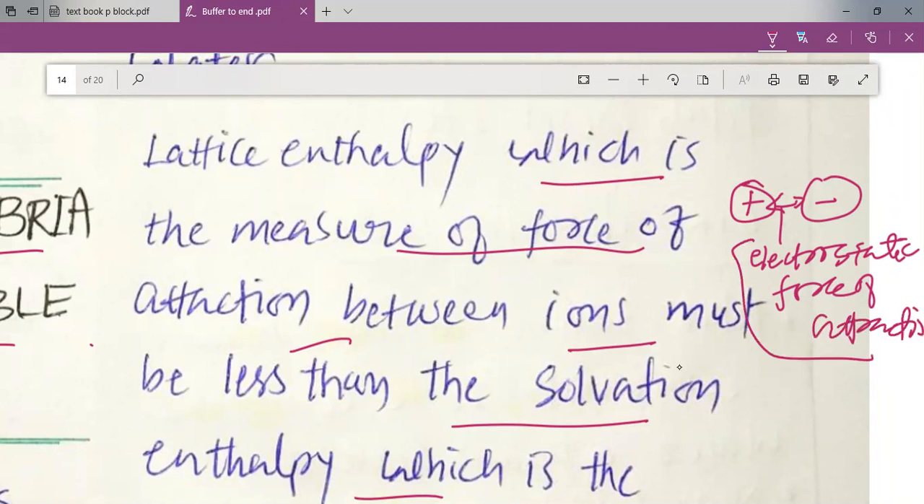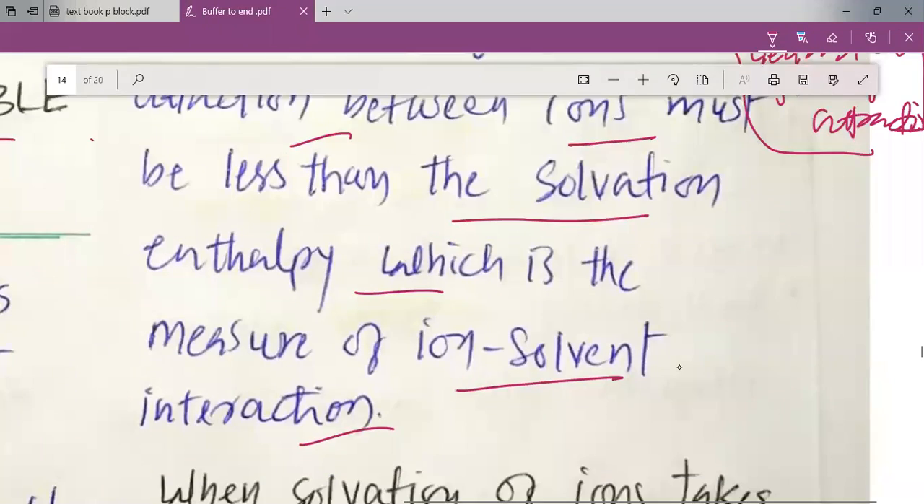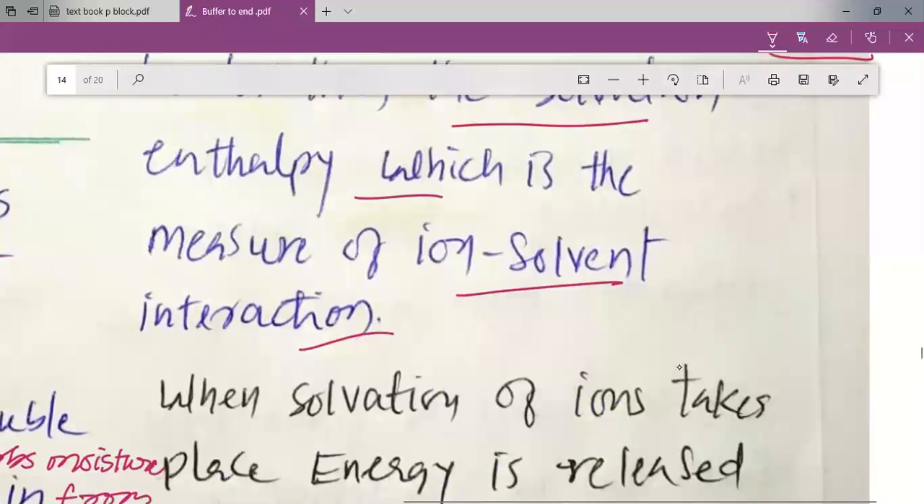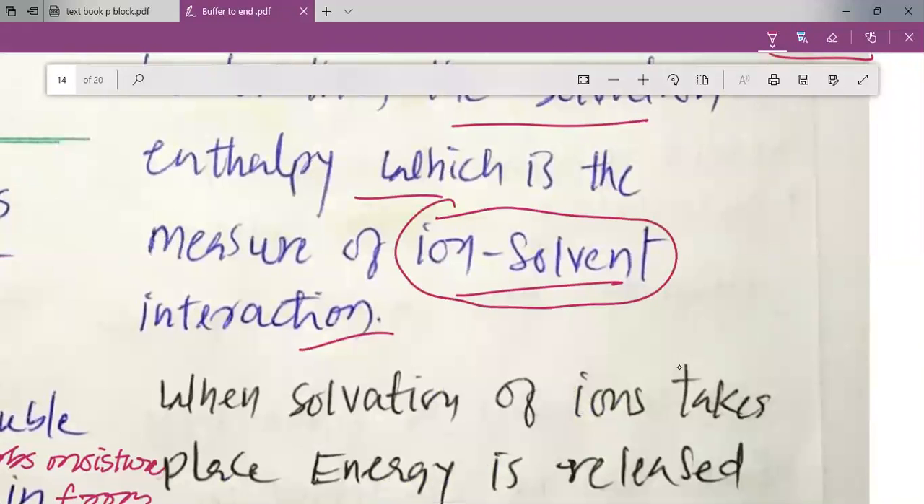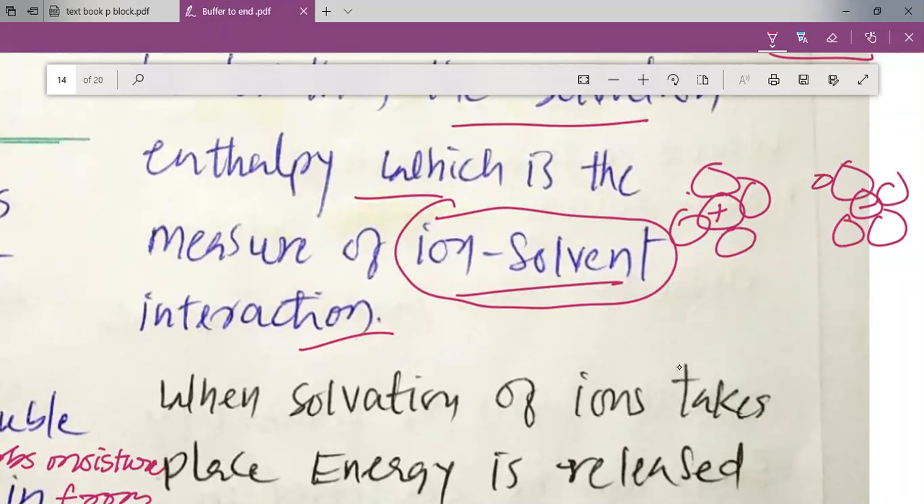This measure of electrostatic force of attraction is your lattice enthalpy, my dear students. But when it comes to solvation enthalpy, it is the measure of ion-solvent interaction. So how much this ion, whether it is a positive or negative ion, is attracted towards the water molecule. These are the water molecules. You can see that they surround these ions.